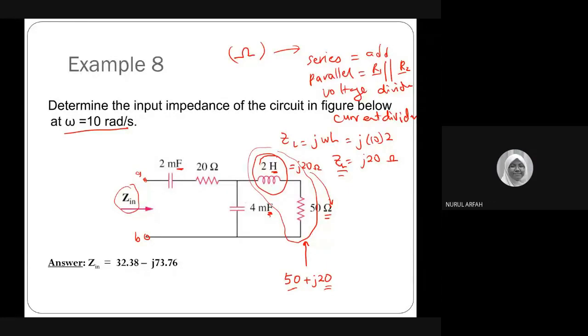What about the capacitor? The impedance of a capacitor is equal to what? Negative j over omega C. Okay, good. So negative j divided by 2 into 4 milli. And what do you get? Negative j. This is 8 milli, 1 over 8. What do you have? Inverse of it. Yes.